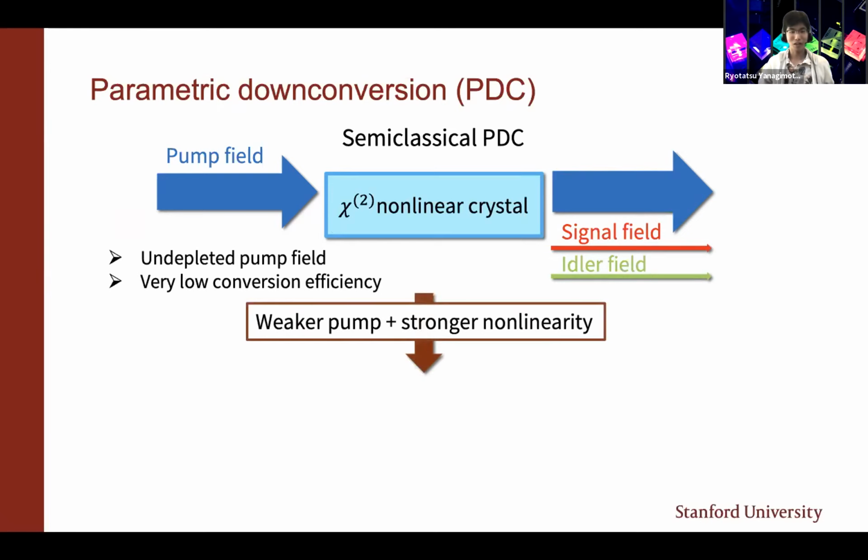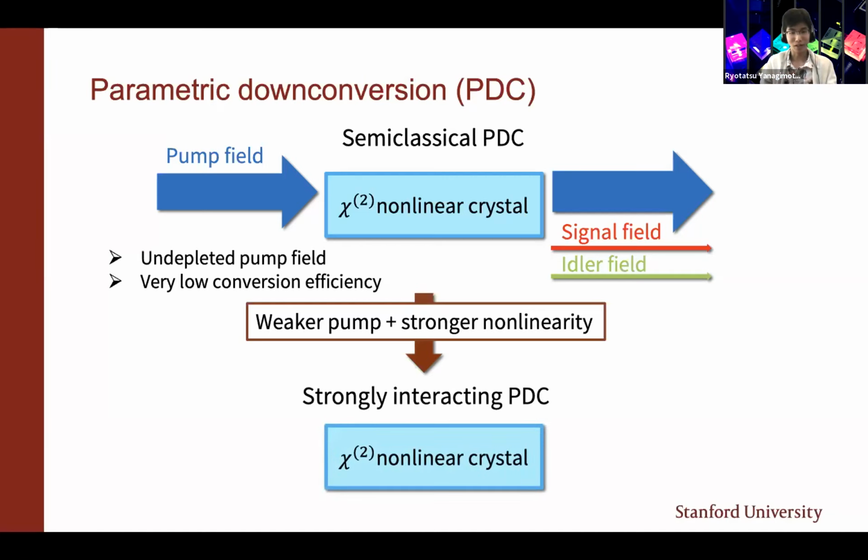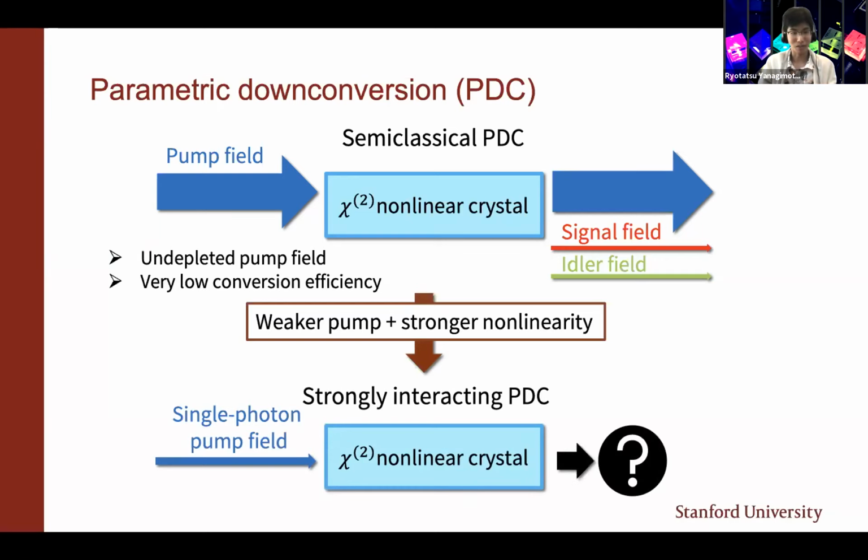So the question that I'm going to ask here is: what happens in the quantum limit of this process? By quantum, I mean making the pump field weaker and weaker and the nonlinearity larger and larger so that they balance each other. In this limit, we have a strongly interacting PDC where we send in almost a few-photon level of pump field into the Kerr nonlinear crystal. What happens? That's the question that I'd like to answer here. And as a result, I am going to show that what comes out of this looks very different from anything we would expect from semi-classical intuitions of parametric down conversion.